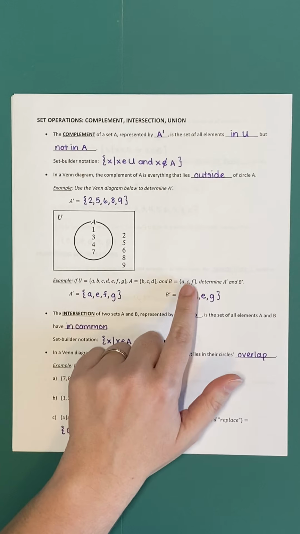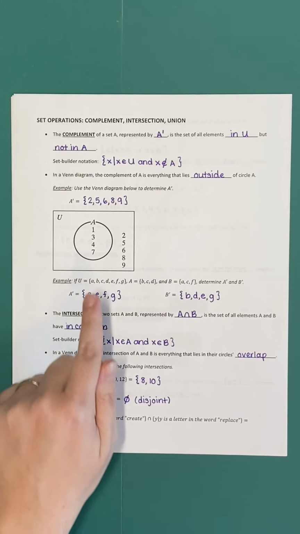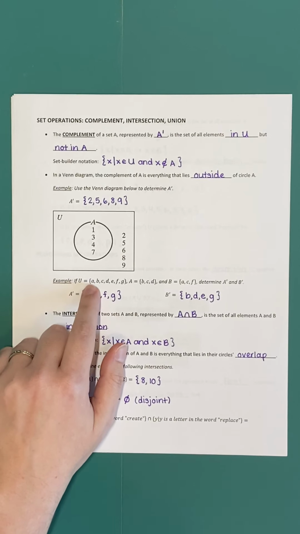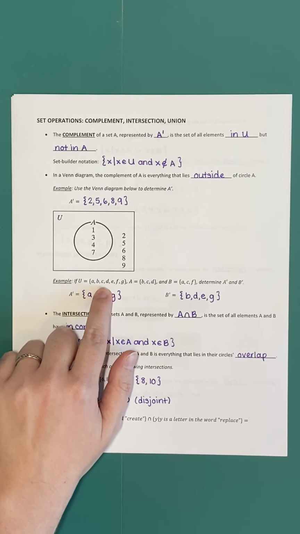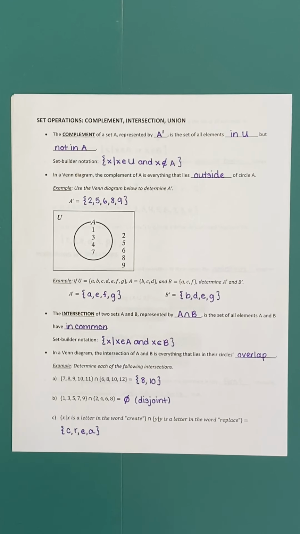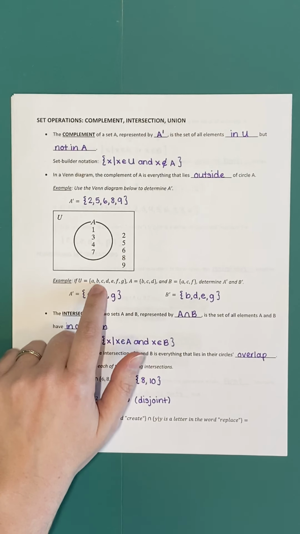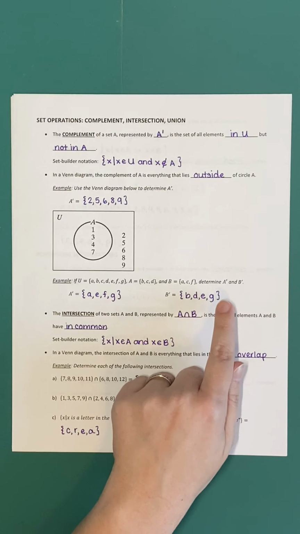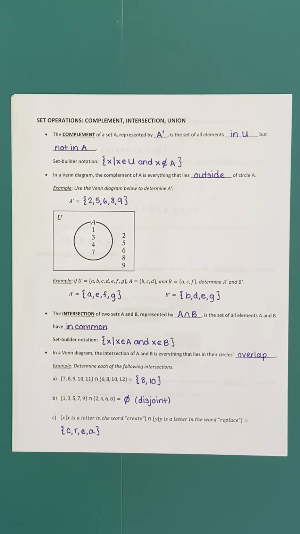So B contains A, C, and F. And we want to visualize removing those from the universal set. So we're dropping off A, we're dropping off C, and we're dropping off F. If you were to imagine covering those up, that's going to leave us with B, it's going to leave us with D and E, and it's also going to leave us with G. So that is going to be our complement.